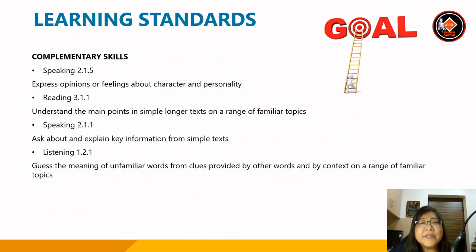For the complementary skills, we are speaking 2.1.5, express opinions or feelings about character and personality. And reading 3.1.1, understand the main points in simple longer text on a range of familiar topics. Then we are speaking 2.1.1, ask about and explain key information from simple text. And the last one, listening 1.2.1, guess the meaning of unfamiliar words from clues provided by other words and by context on a range of familiar topics.